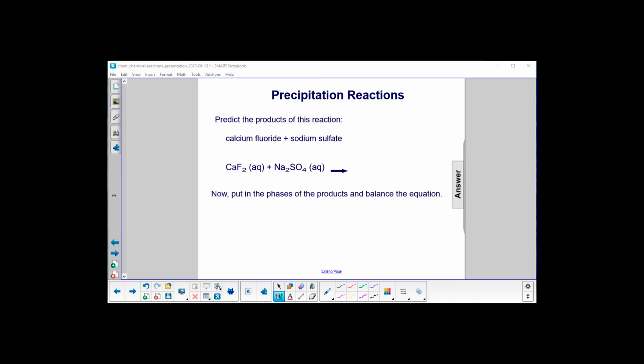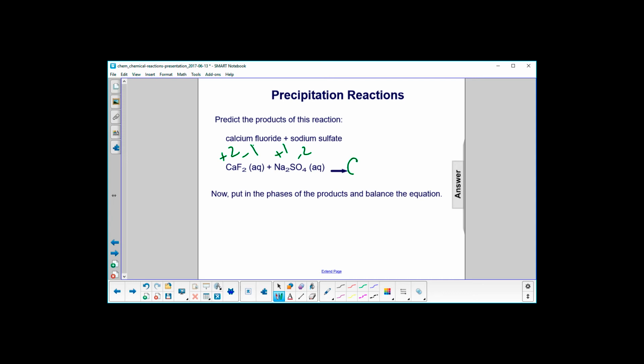Predict the products of this reaction, and then put in the phases of the products and balance the equation. So first we need to know the valences of these pieces. So calcium is +2, and we get this off the periodic table. Fluorine is -1. Sodium is +1. Sulfate is -2. So we're predicting a double displacement reaction.